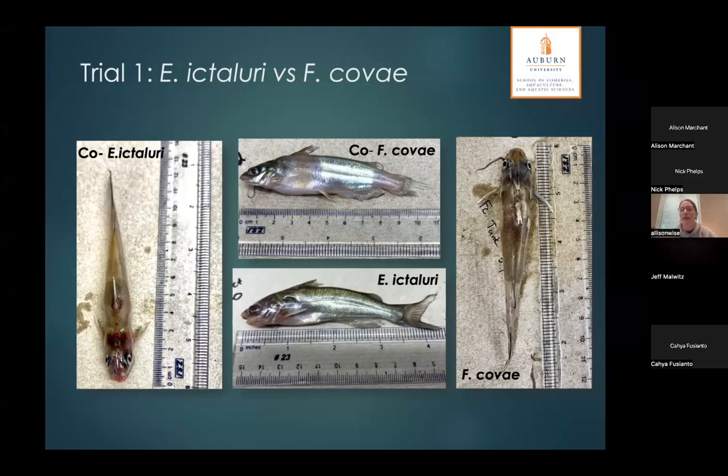And then, however, for the co-F. covae group, there really wasn't any external hemorrhaging at all. It was mostly dominated by saddleback lesions and fraying of the fins. And internally, however, there was again a lot of internal hemorrhaging.